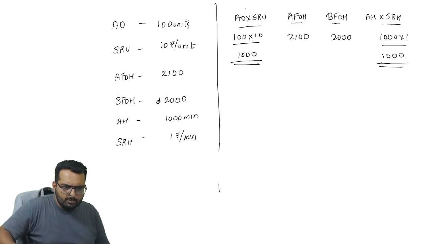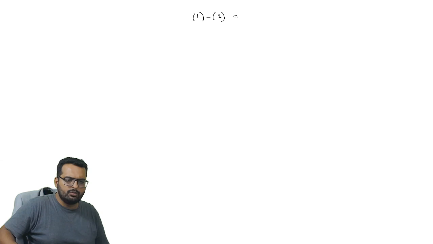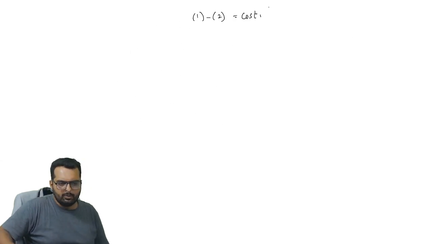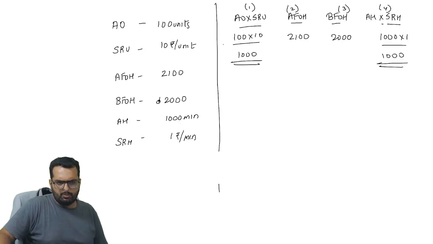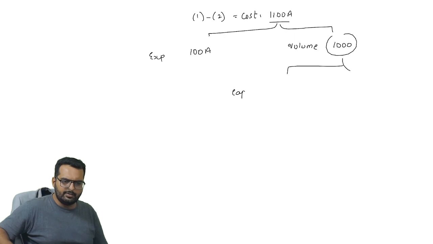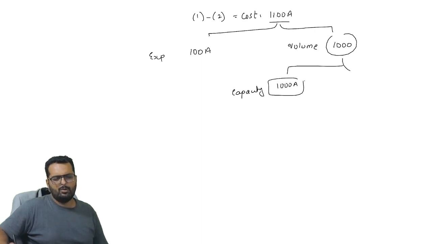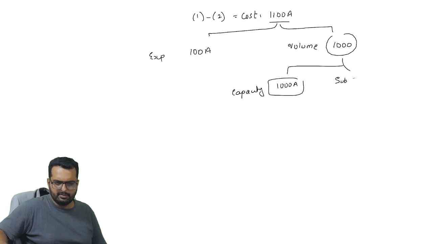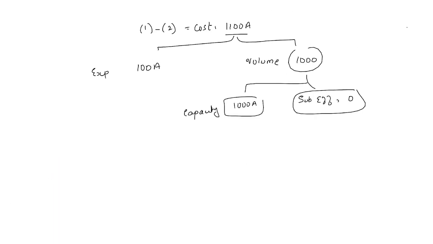Okay. Once you are done with this, I'll first tell you the formula and then we will plan this forward. So this will be 1, 2, 3 and 4. So I'll first find out 1 minus 2, that is called cost variance. So how much is the cost variance I'll get over here? 1100 adverse. Apart from this, the expenditure variance will be 100 adverse. And yeah, the volume variance will be 1000 adverse. Inside this, I will have capacity variance, which will turn out to be 4 minus 3, 1000 adverse. And what is the last one called? Yield sub-efficiency variance. That will appear to be 0. Draw this chart in your book, then I'll tell you the logic one by one.